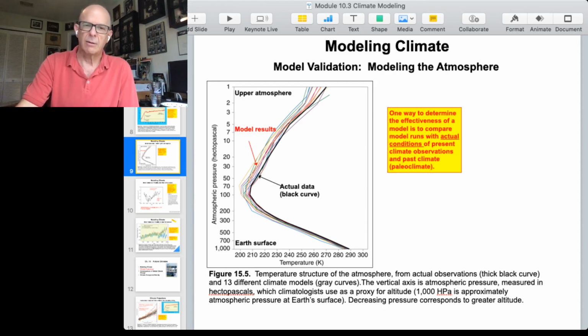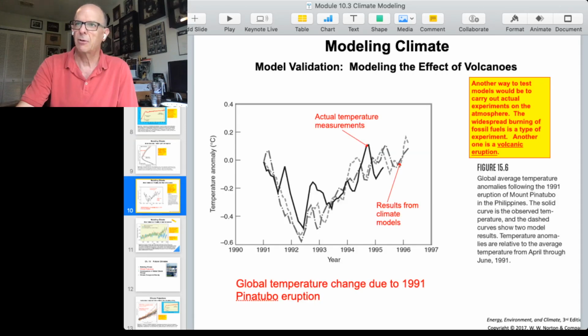And you can see that depending on the particular computer program or depending on the particular inputs that were put into them when they started running, they give not all exactly the same answer. All these curves are not lying all on top of each other, but they're all behaving the same way and they're all pretty close to the actual measurements that black curve is showing. They're all within 10 degrees, 10 Kelvin of that black curve, and they're capturing the overall characteristics of it.